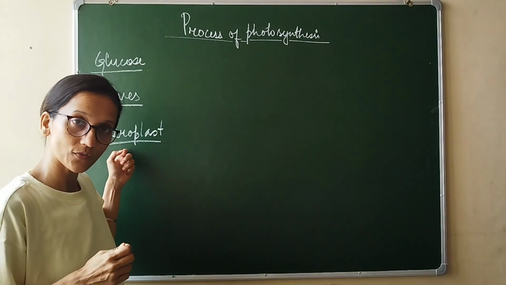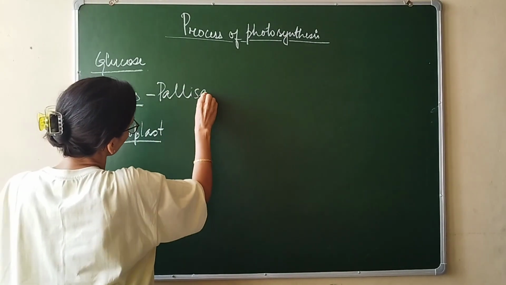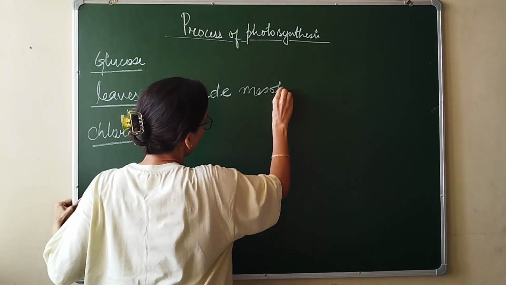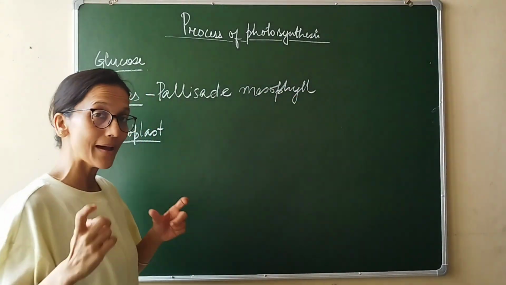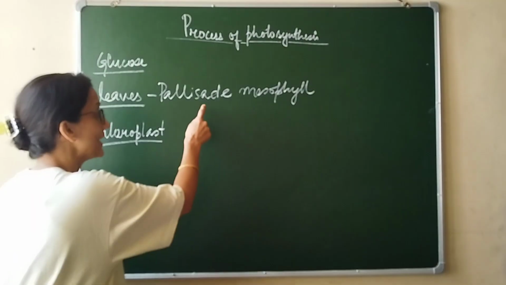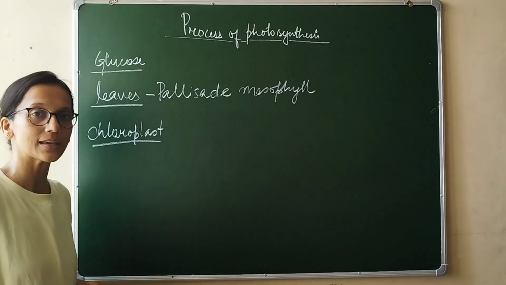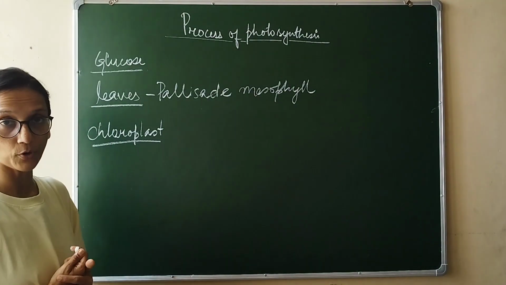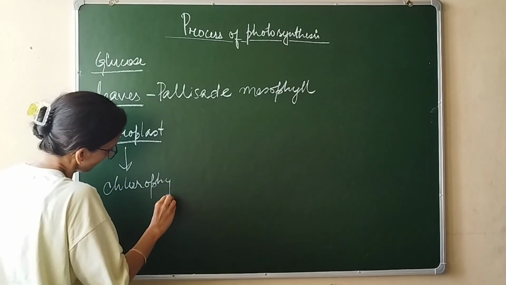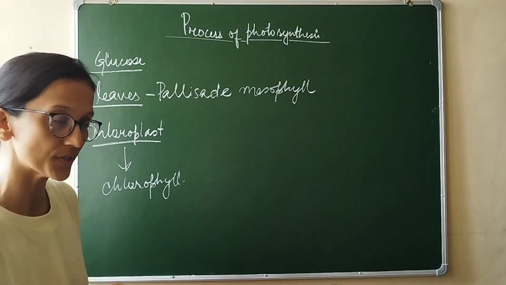So the concentration of this organelle is more in the palisade mesophyll layer of the leaves. So out of all the layers that you know, maximum photosynthesis will happen here in the palisade mesophyll. Why? Because they have more number of chloroplast. And what exactly is present inside the chloroplast that makes it so important for photosynthesis is the pigment called chlorophyll pigment.